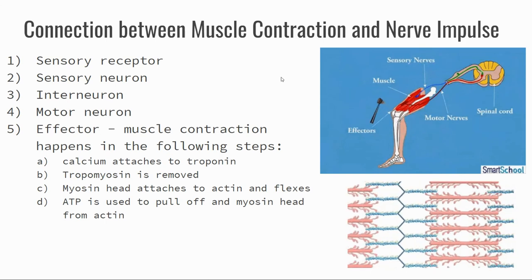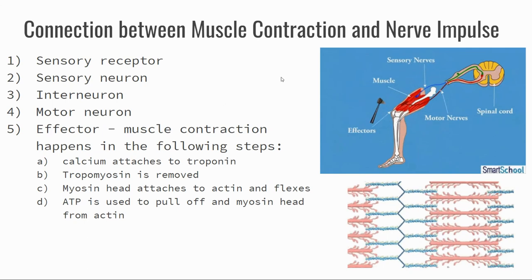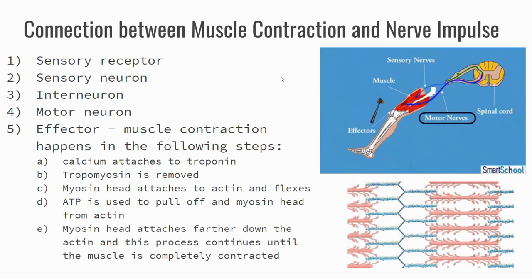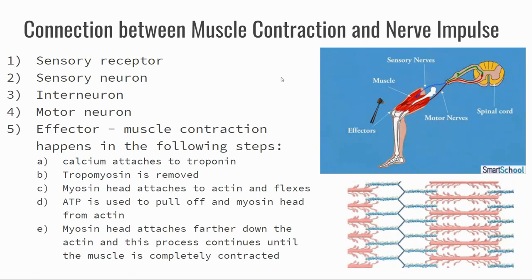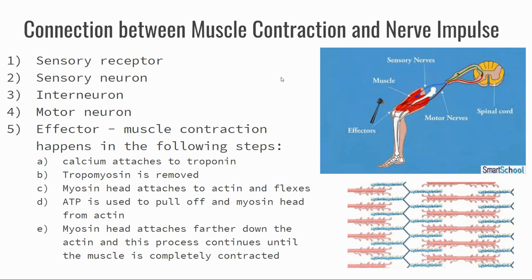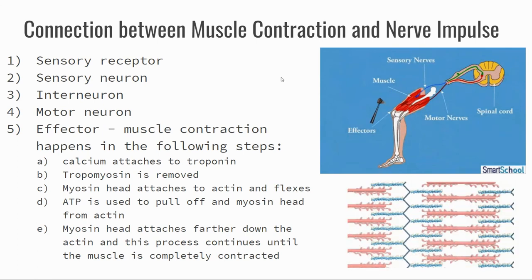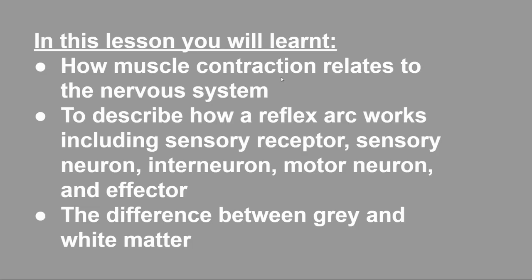We then use ATP, which is created by cellular respiration inside the muscle at the mitochondria, to pull the myosin head from the actin and repeat the process again. So the myosin head will attach further down the actin, and we will have a muscle contraction. So if you think about when you touch a hot stove, how fast that muscle moves, think of how fast this process has to occur.